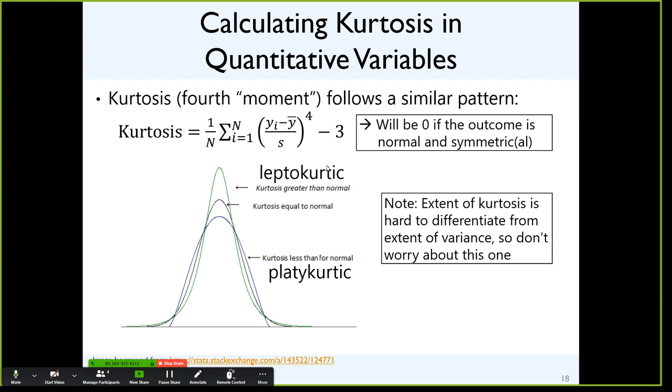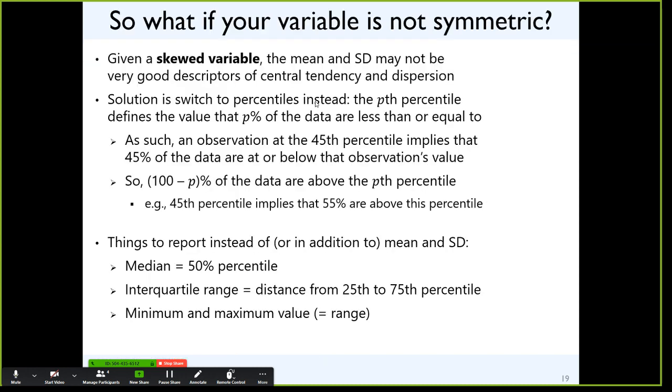Here's kurtosis, and kurtosis comes in 2 forms. There is flatter than normal or wider than normal, and this is the one that's almost impossible to tell from variance. It's not something that you would ever do anything with in terms of the information in practice. It's supposed to be 0 in the normal distribution, but otherwise doesn't really matter. So there, we've covered it.